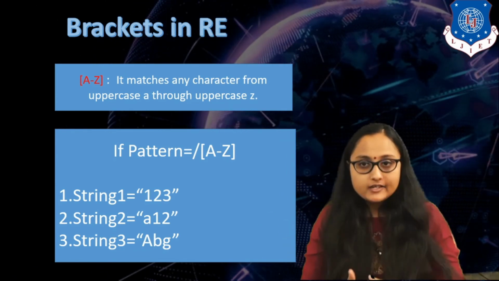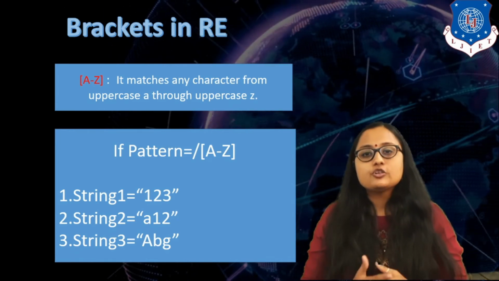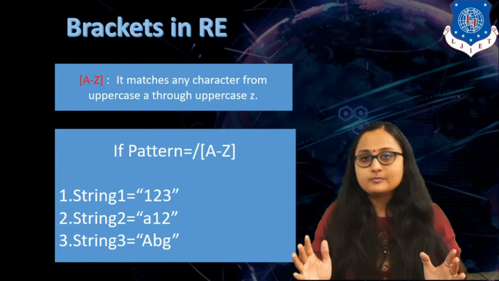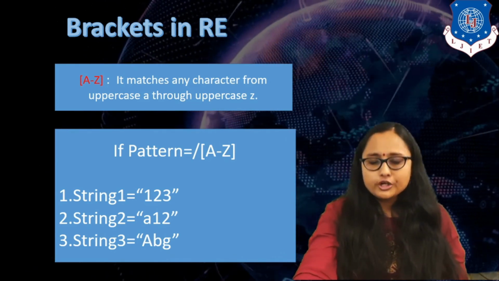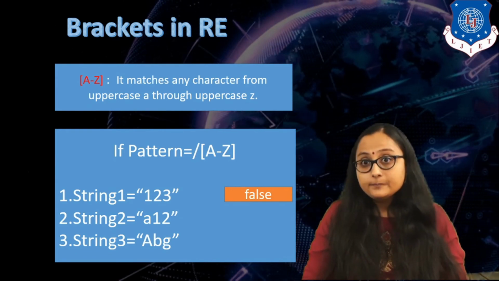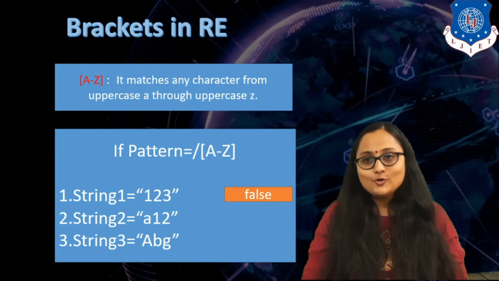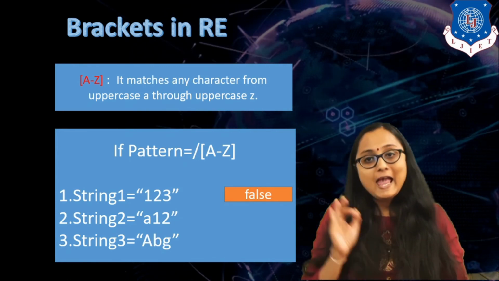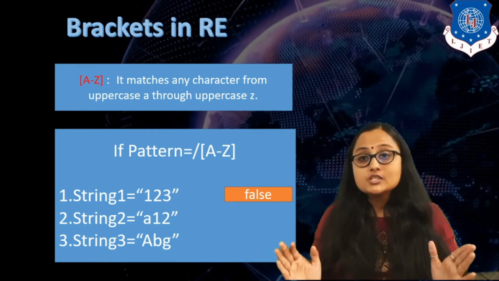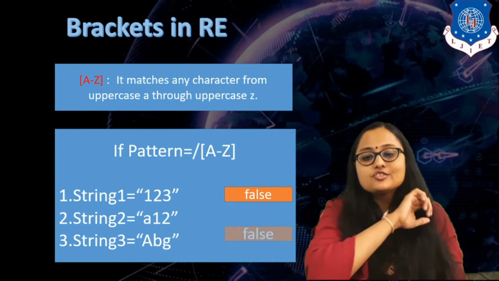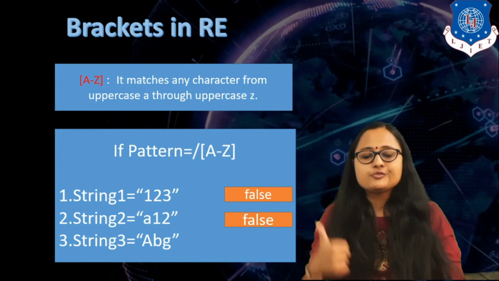String 1, is it valid? Obviously not, because it consists of only numbers and no alphabet characters from capital A, B, C, D. So according to my pattern, string 1 is false. Is string 2 valid? No. Very good. Why? Because it consists of lowercase a and numbers, but it does not consist of uppercase A to Z. So again, this string is also not valid according to my pattern.